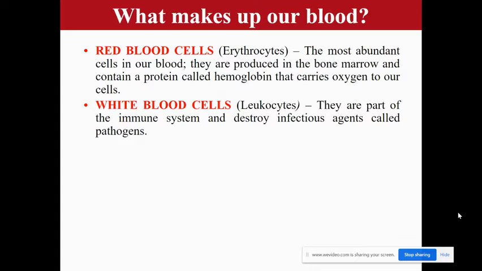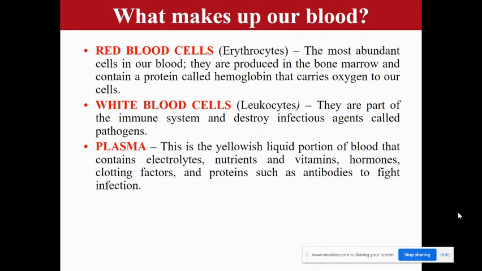The next type is white blood cells, which is leukocytes. And these are part of the immune system. They're larger than red blood cells, and they destroy infectious agents called pathogens. So when you get sick, your body produces more white blood cells to attack those pathogens and help you feel better.